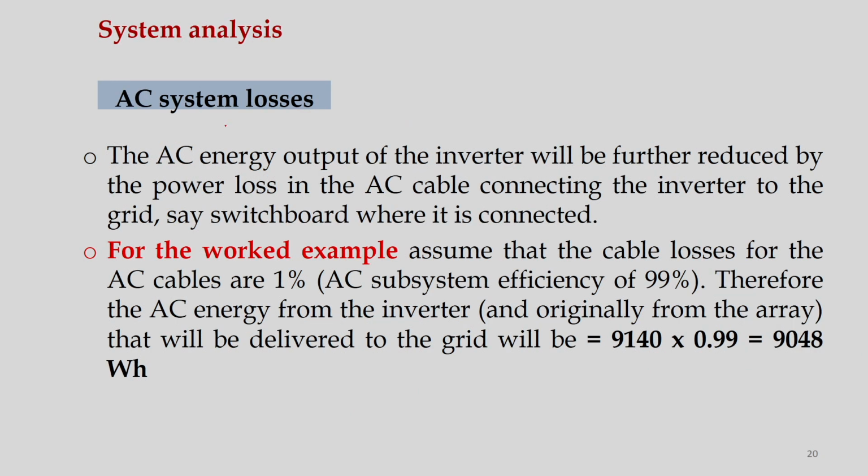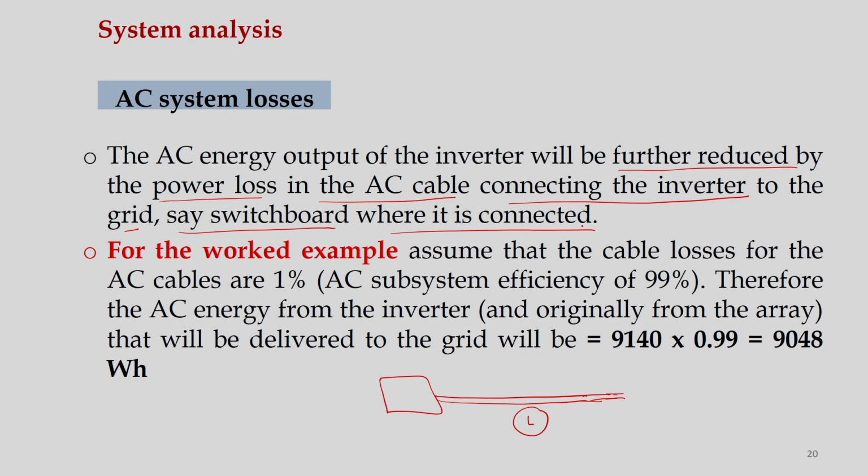Now, the AC system losses. Once the inverter is over, then we need to transmit, so we need to consider the cable length. The loss is proportional to the length. If the length is very long, the losses will be more. So, this AC energy output of the inverter will be further reduced by the power loss in the AC cable connecting the inverter to the grid, say the switchboard where it is connected.